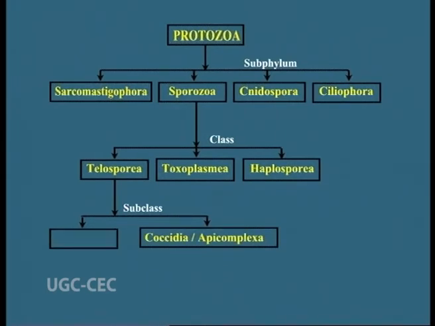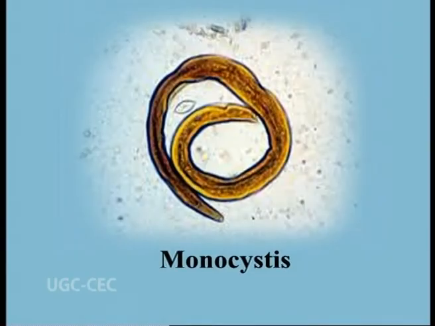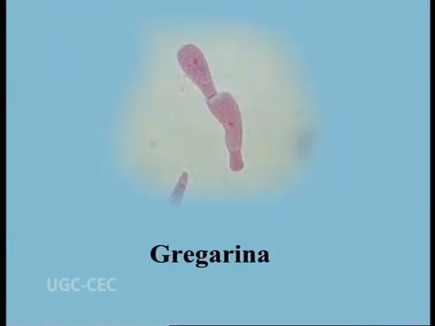Subclass Gregarina. The examples are Monocystis and Gregarina. Mature trophozoites are large and extracellular in the body of the host. Reproduction is sexual with sporogony. They are parasites in the alimentary tract and body cavity of invertebrates.